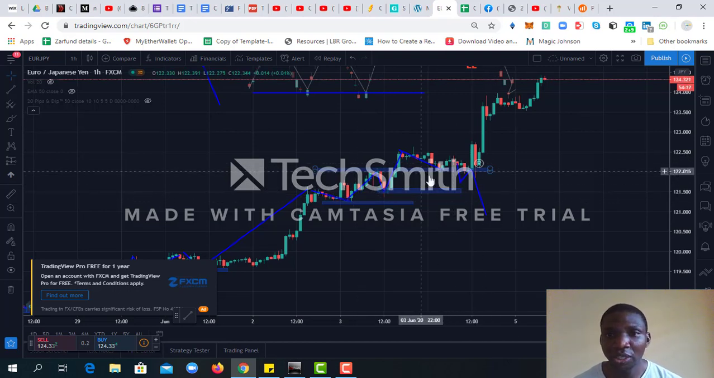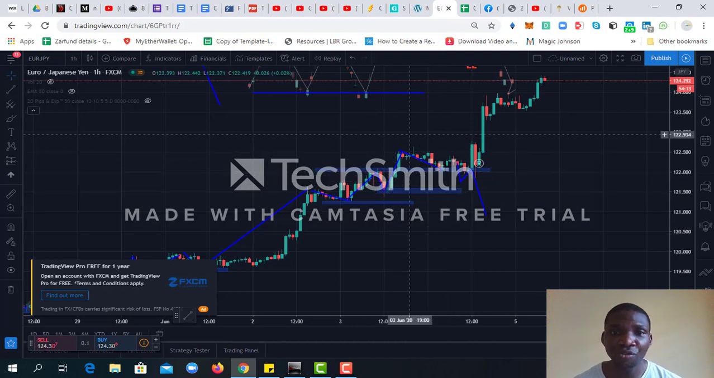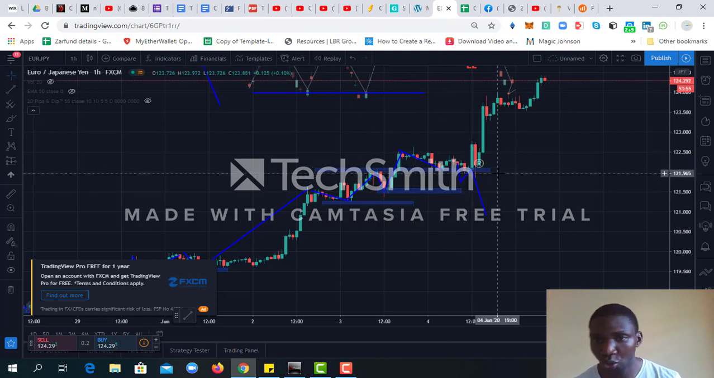This was a market structure that was created based on the movements we saw in the market. We marked up this point, and we're expecting probably a break of this structure. The light blue strip there is the structure that was created.